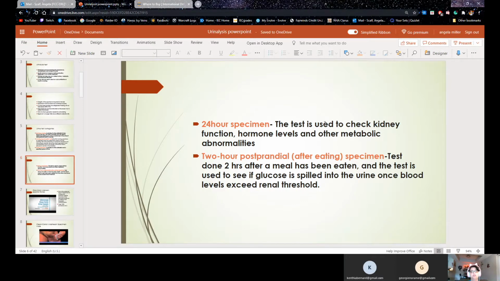And this is usually something that is done. They send the patient home with a large jug and a containment collecting device, and all of the urine that they produce goes directly into the jug.